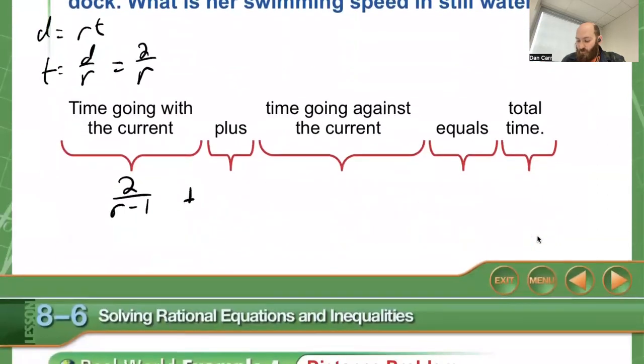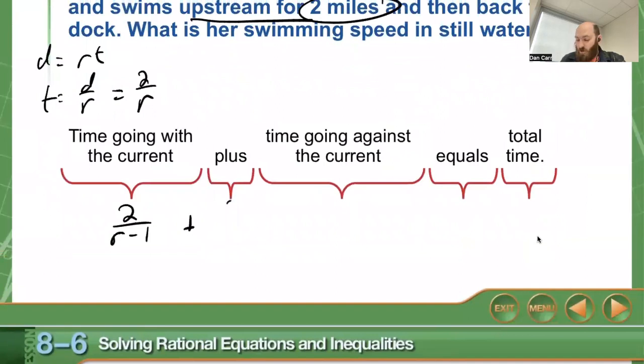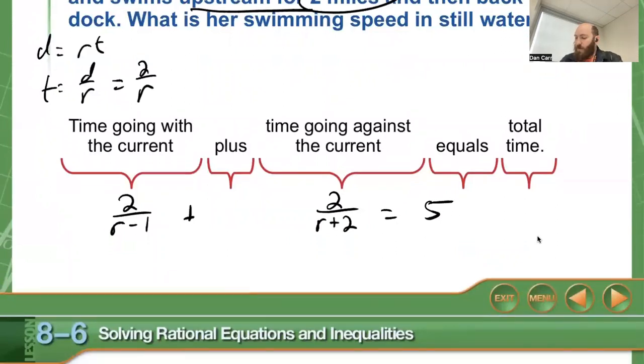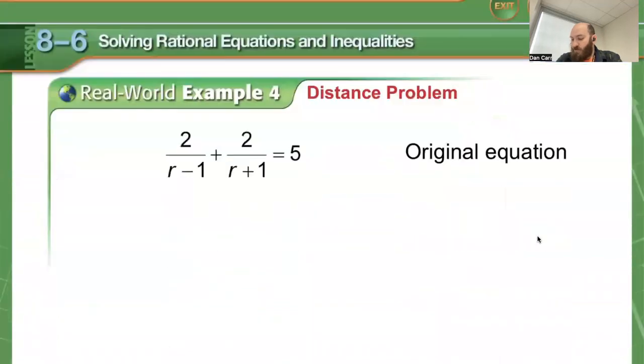Well, when she's going downstream, she's got the water working with her. So her overall speed is actually going to be r plus 1 now. Okay, so again, this is distance divided by rate, but her rate is changing based on going with or against the current. And that's going to equal the total time, which is 5. Okay, so what we have here, I messed up here, I'm sorry. This should have been r plus 1 with the current, not plus 2. Okay, so now what we have is this equation.